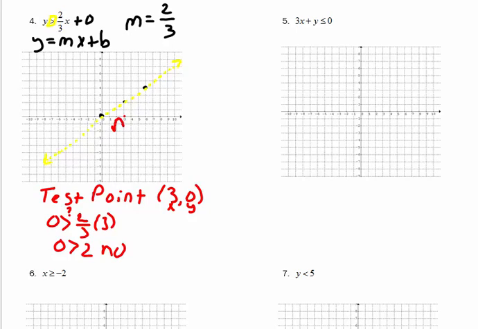So none of these points are going to work down here. So where should I shade? Above my dotted line. So this means all the points above the line will work, but I cannot use the points on the line.